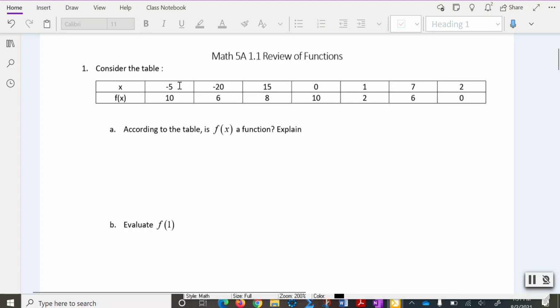We have the inputs -5, -20, 15, 0, 1, 7, and 2. Looking across those values, I don't see any of them that are repeating. So we should be safe to say that this is a function.